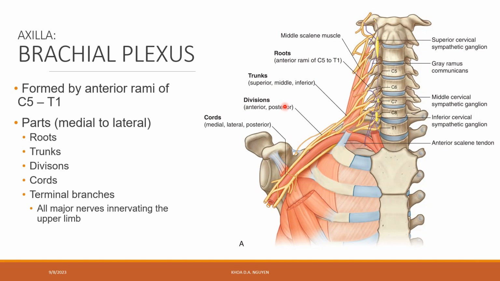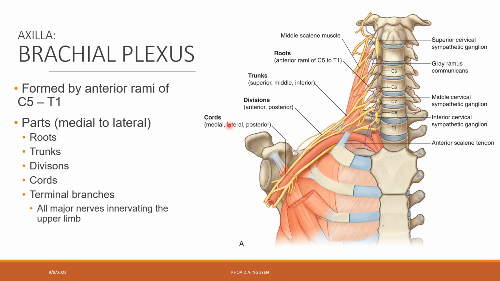Then from the divisions, they join together again to make cords, which are the three cords: the medial, lateral, and posterior cords, right here. These cords are named medial, lateral, and posterior simply because they surround the axillary artery in that order. One is medial to the axillary artery. The other one is lateral to the axillary artery. And the last one, you guessed it, is posterior to the axillary artery right here.